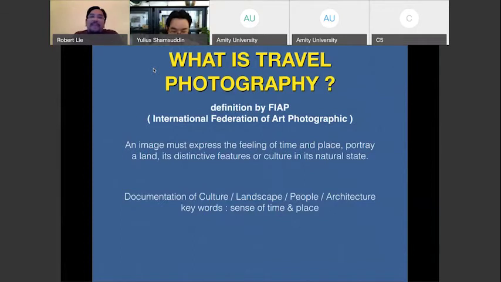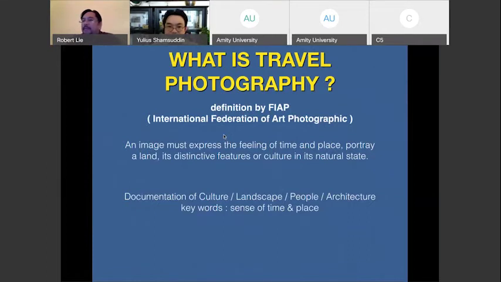The definition by FIAP, the International Federation of Art Photography: travel photography is an image that must express the feeling of time and place, portraying a land and its distinctive feature or culture in its natural state. Natural state. Remember this, the natural state. In short terms, it is the documentation of culture, landscape, people, and architecture.